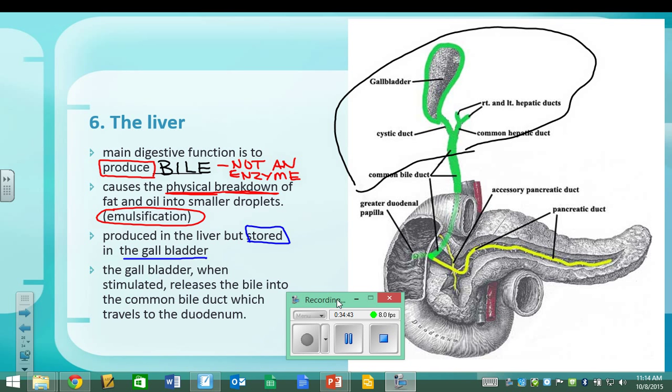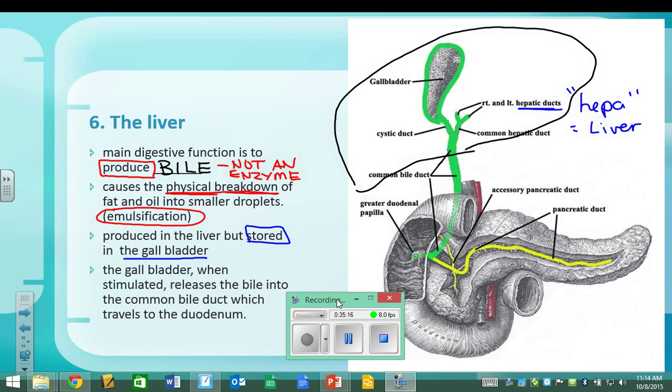So how does the bile get from your liver to your gallbladder? There are things called hepatic ducts. If you see hepa, it means liver. So hepatitis is an inflammation of your liver. A hepatic duct is the duct attached to your liver. Your hepatic artery is the artery attached to your liver. Hepa is the prefix that means liver.